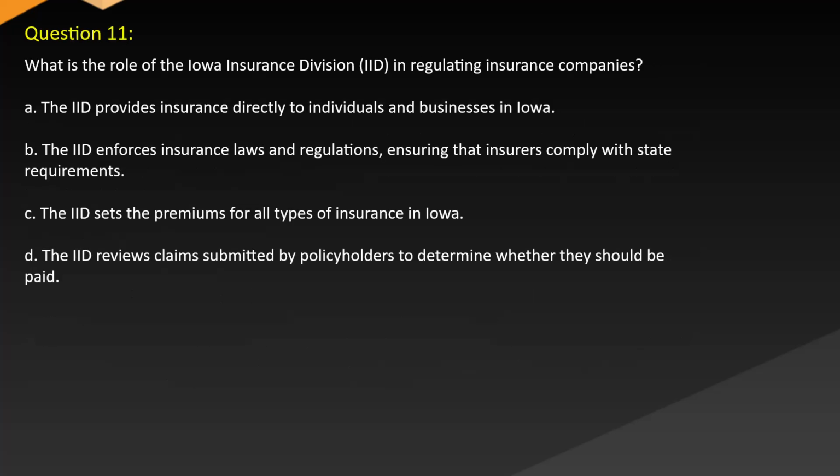Question 11. What is the role of the Iowa Insurance Division (ID) in regulating insurance companies? A. The ID provides insurance directly to individuals and businesses in Iowa. B. The ID enforces insurance laws and regulations, ensuring that insurers comply with state requirements. C. The ID sets the premiums for all types of insurance in Iowa. D. The ID reviews claims submitted by policyholders to determine whether they should be paid.